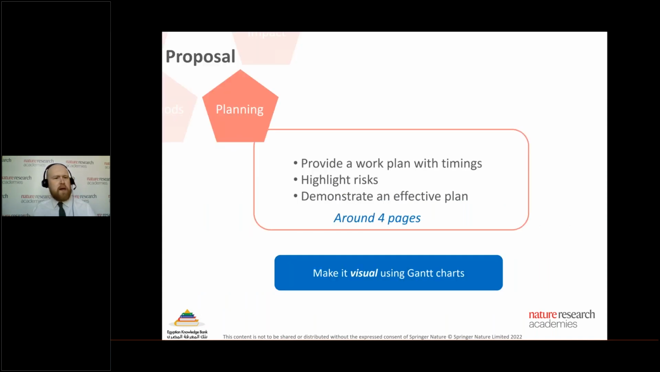So let's have a think about the planning part of our proposal. We will often need to provide a work plan when we apply for funding, and in Horizon Europe, you're expected to implement and create this over 4 pages. So you want to provide a work plan that has suitable timings. You also want to highlight risks involved at various points of the project. My recommendation is to make your plan as visual as possible. Therefore, a Gantt chart can be a great way to implement a good work plan.